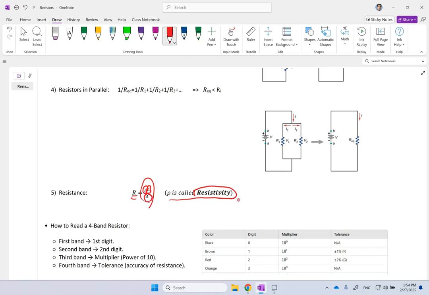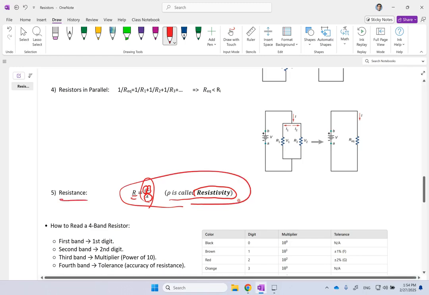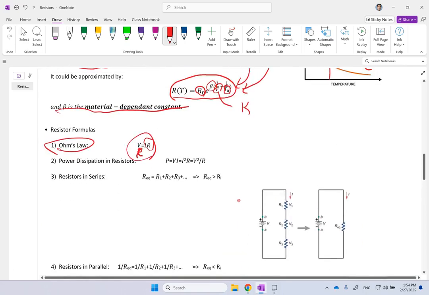So longer resistors have bigger resistance. Thicker ones have a smaller resistance because the cross section is bigger. So this is the resistance formula based on the physical property and the material. Good. Now, what else do we have?